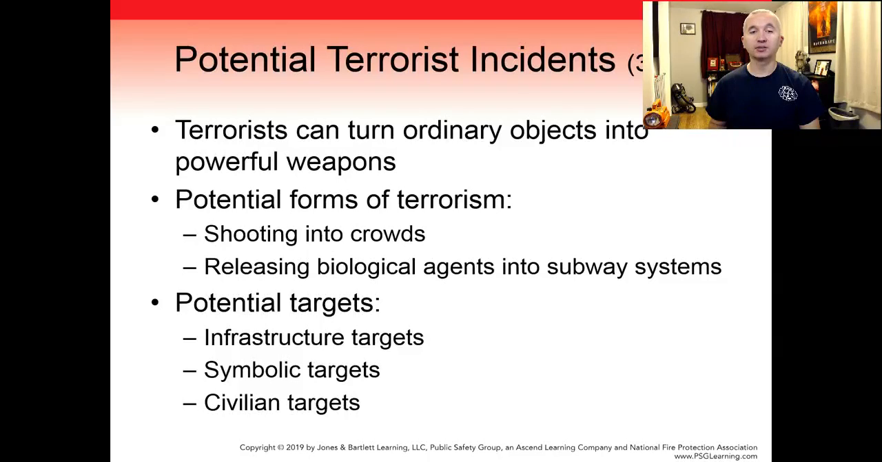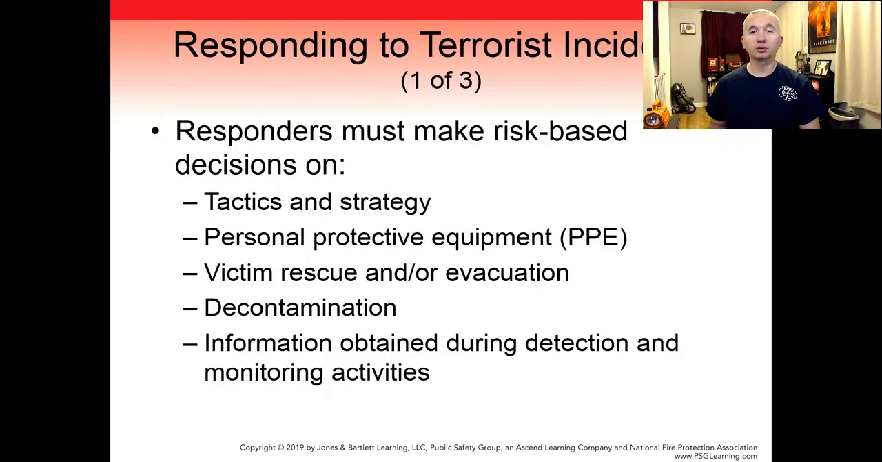It's the intent that distinguishes between an accident and a terroristic event. Potential forms of terrorism can include shooting into crowds and releasing biological agents into subway systems. Potential targets can include infrastructure targets, symbolic targets, and civilian targets. When responding to terrorist incidents, responders are required to make risk-based decisions on strategy and tactics, required PPE, victim rescue and/or evacuation, decontamination, and information obtained during detection and monitoring activities.